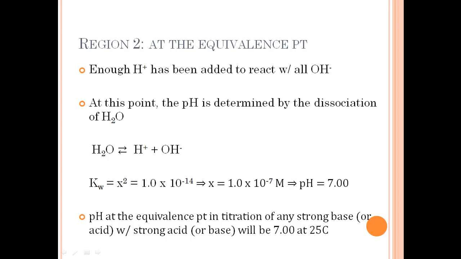The equilibrium constant is going to be x squared. Just x right here, as we've done with equilibrium constants before. And we know that Kw is equal to 1 times 10 to the negative 14th, which means that each x is equal to 1.0 times 10 to the negative 7th. Remember, we just took the square root of that. And that would end up being a pH of 7. So the pH at the equivalence point in a titration of any strong base or acid with strong acid or base, whichever one you're doing, will be 7 at 25 degrees Celsius. Obviously, it's not going to be 7 if you're at a different temperature, but at 25 degrees C, it will be 7. So this is the easy part.